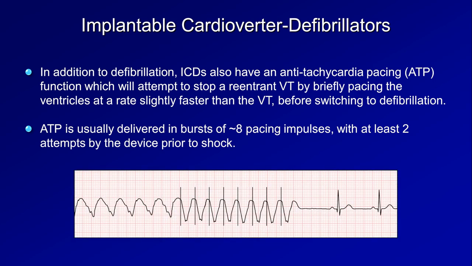On the left are 5 beats of VT at a rate of 136 beats per minute, that is, the QRS complexes are separated by 440 milliseconds. Then there are 8 paced beats at a rate of 176 beats per minute, or at intervals of 340 milliseconds. And once the pre-specified pacing burst is finished, there's a very brief pause, and the patient is back in sinus rhythm. Once again, if this is not successful, the defibrillator will switch to shocking the patient.